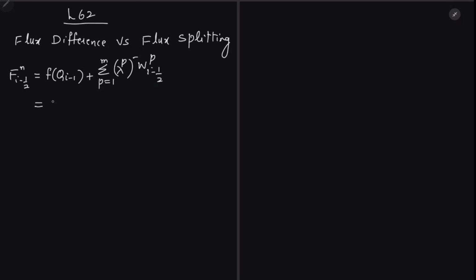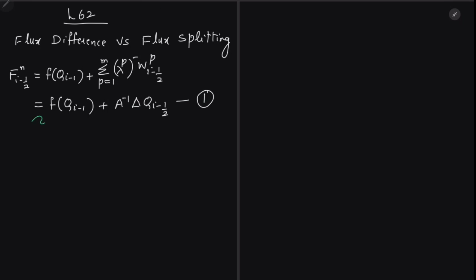This can also be written as f of q i minus 1, the flux at q i minus 1, plus a negative, since lambda, the speed, is negative, and w p at i minus 1 half can be written as w q at i minus 1 by 2. This is equation number 1.